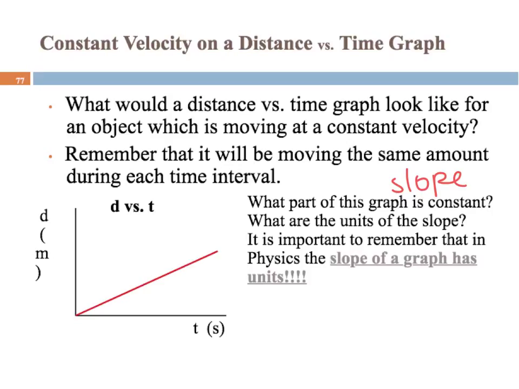What are the units of slope? Well, if slope is rise over run, we look at the units of our rise over the units of our run, and we get meters per second. And it's important to remember that in physics, the slope of the graph has units.